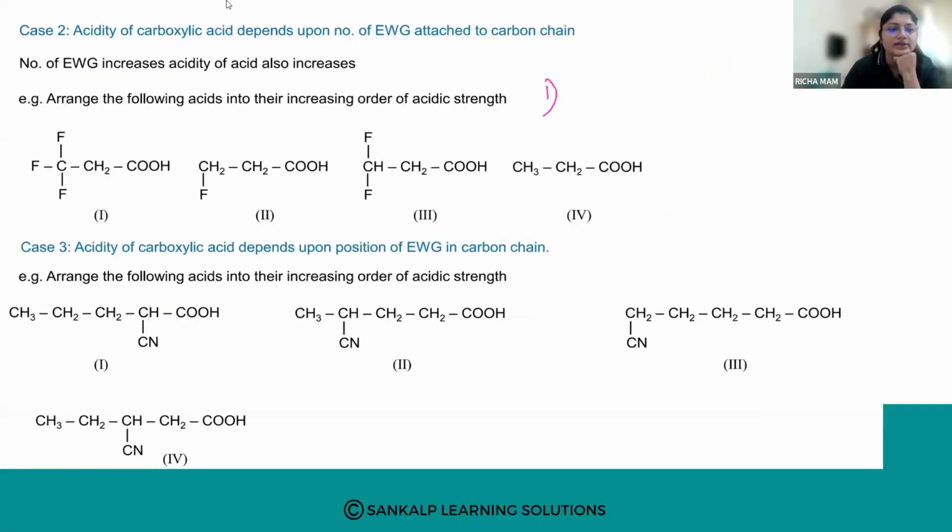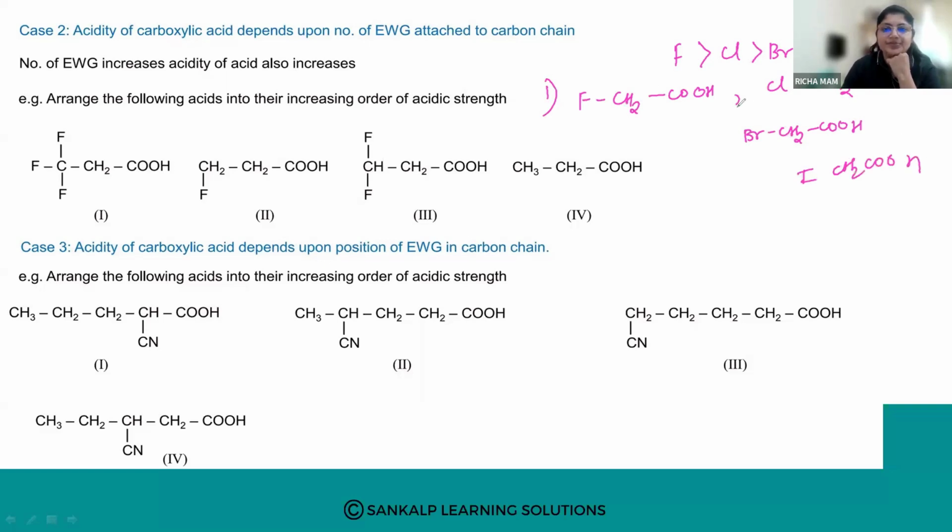So greater the number of electron withdrawing groups, and greater the electron withdrawing strength of halogen, stronger will be the acid. So fluorine is more effective than chlorine, then bromine, and then iodine. Suppose I have FCH2COOH, then I have ClCH2COOH, then I have BrCH2COOH and ICH2COOH.